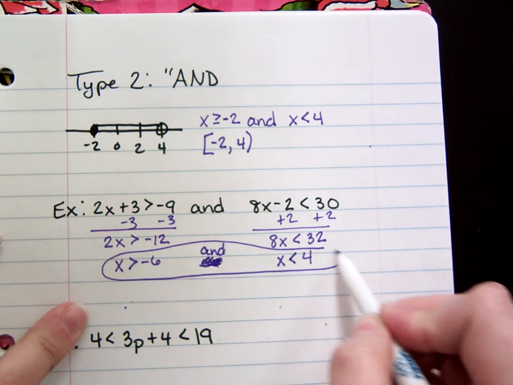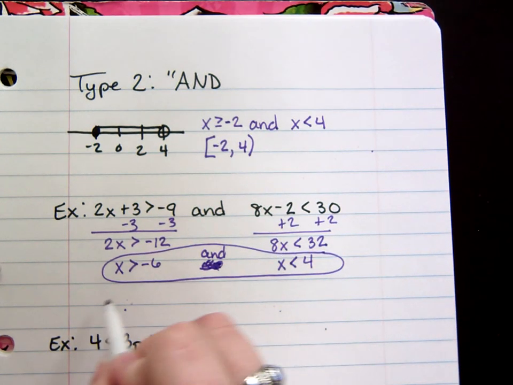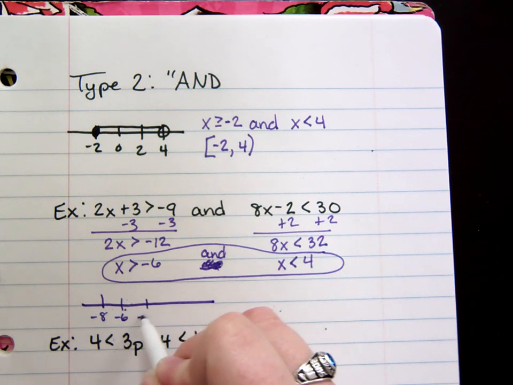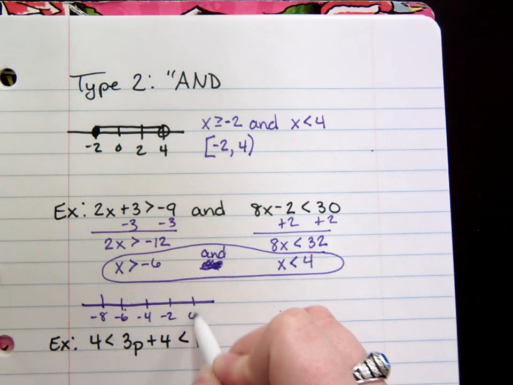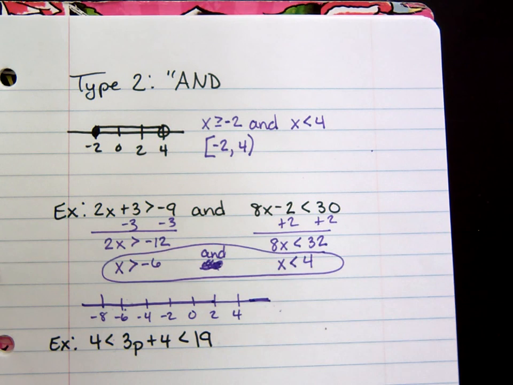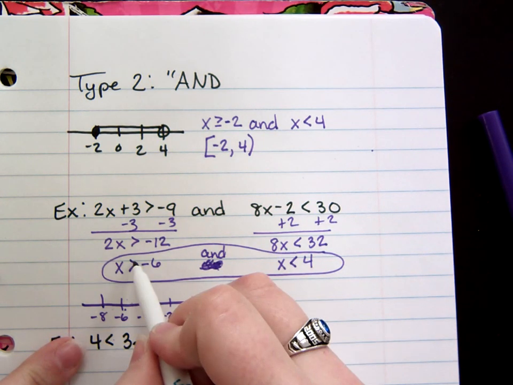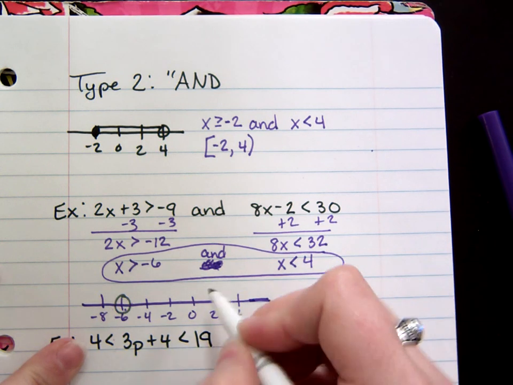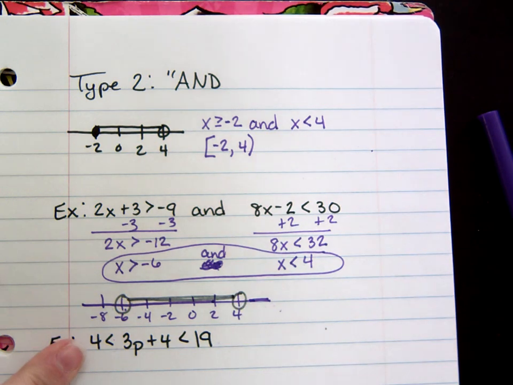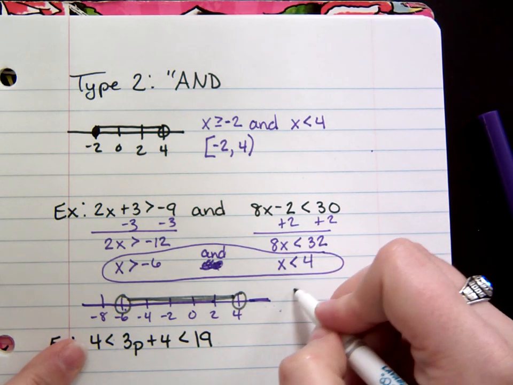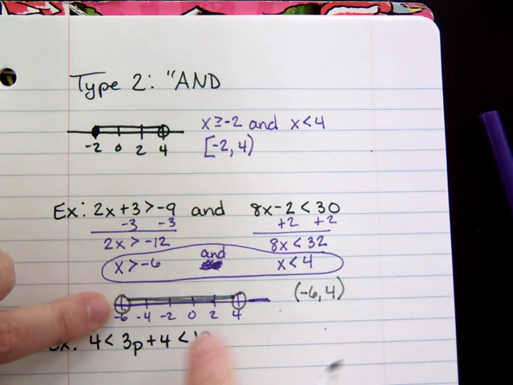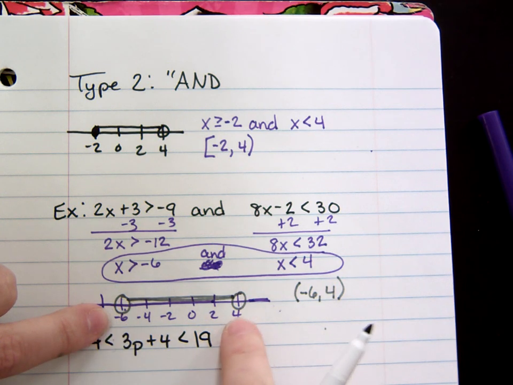So these are my two inequalities. Now if I were to put these on a number line, -8, -6, -4, -2, 0, 2, 4, that's good enough. I have an open circle at -6, an open circle at 4, and it's between them. My interval notation for this is parentheses, -6, comma 4, parentheses. Because it starts at -6, ends at 4, both of them are open, so they both have parentheses.